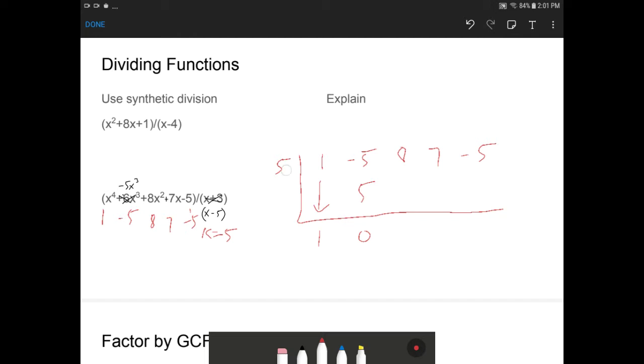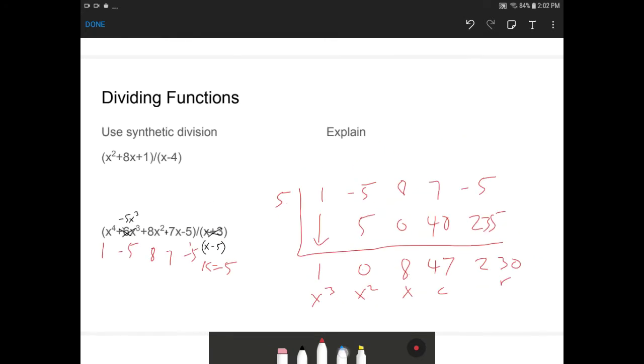5 times 0 is 0. 8 plus 0 is 8. 5 times 8 is 40. 40 plus 7 is 47. And then 47 times 5 is 235. And then you add those together, it'd be 230. So that's the remainder. That's the constant, that's x squared, and then that's x to the 3rd. So here's your answer.